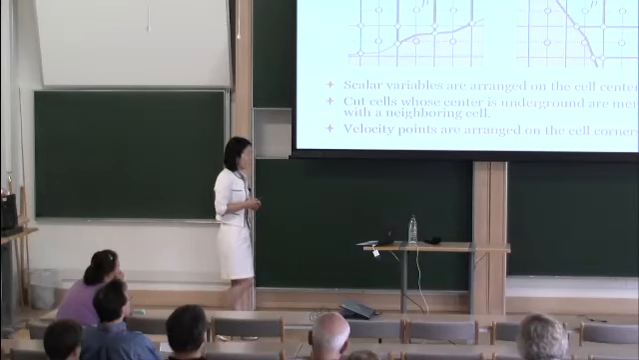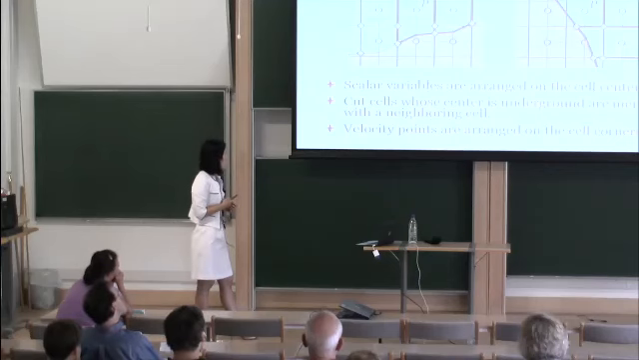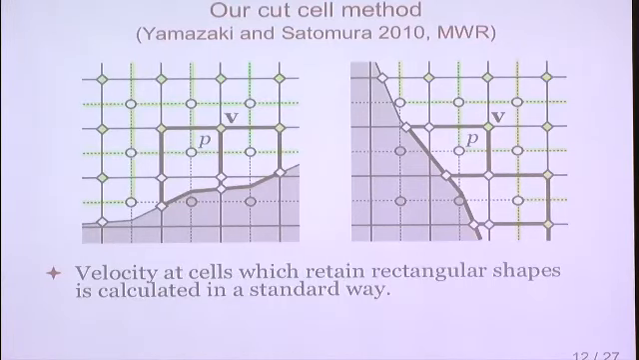And finally, velocity components are arranged on the corners of the cells, indicated by squares here. And please note that the velocity points in our method are not underground, but directly on the surface. So now I will explain the calculation of velocity in our model, which is the key feature of our method.